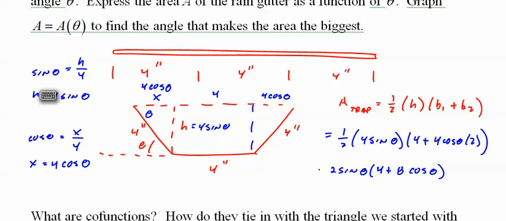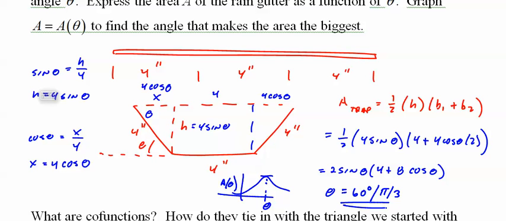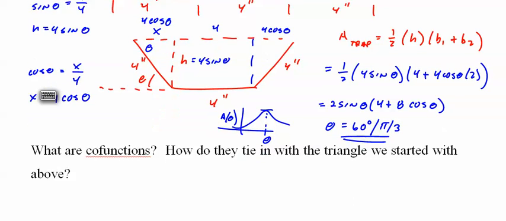You graph this in your calculator, and I have no idea what it'll do, but it gives you some shape. And you say, hey, where's that max? Theta versus the area. And that is the angle you want to go with. And having done this before, you're going to get 60 degrees, aka pi over 3. Put it on your calculator, see if you agree.